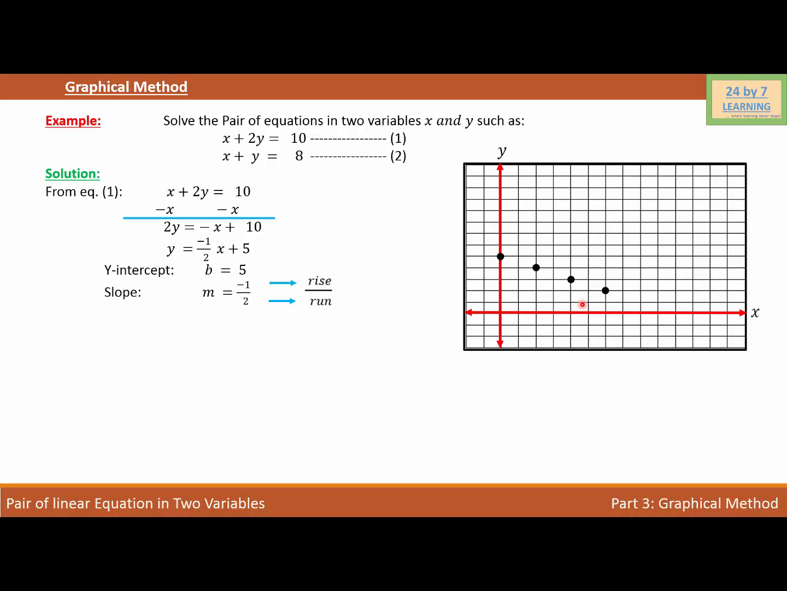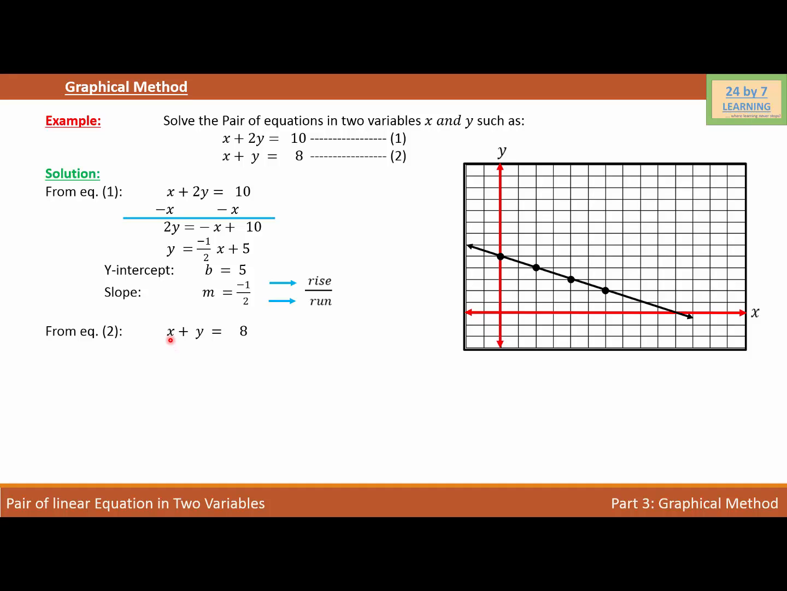Now let's connect these points. If I connect these points, this will be my line for the equation y is equal to negative 1 over 2 x plus 5. Now let's consider the second equation. My second equation is x plus y is equal to 8. Let's also convert this equation into slope intercept form.